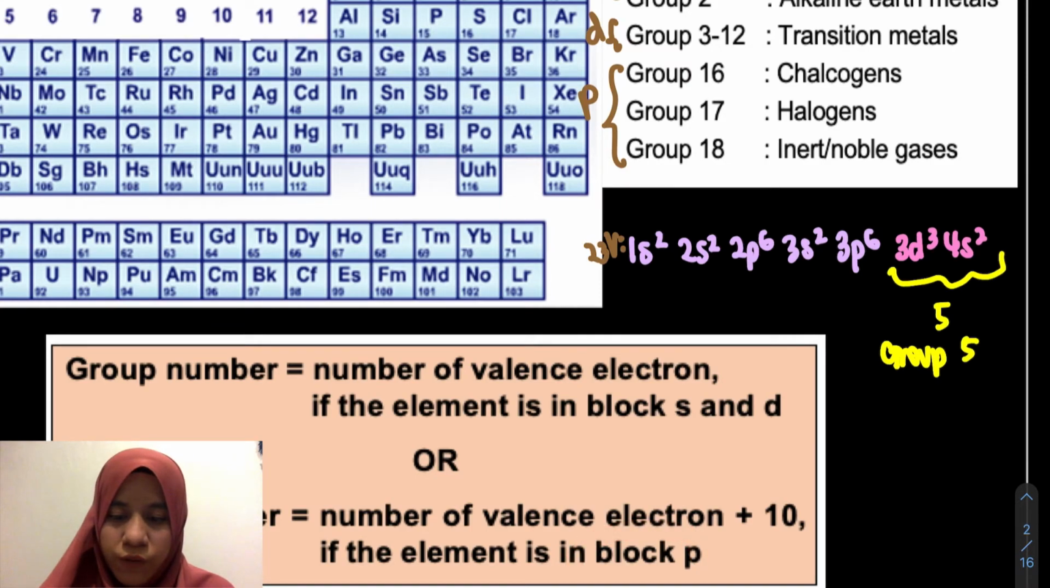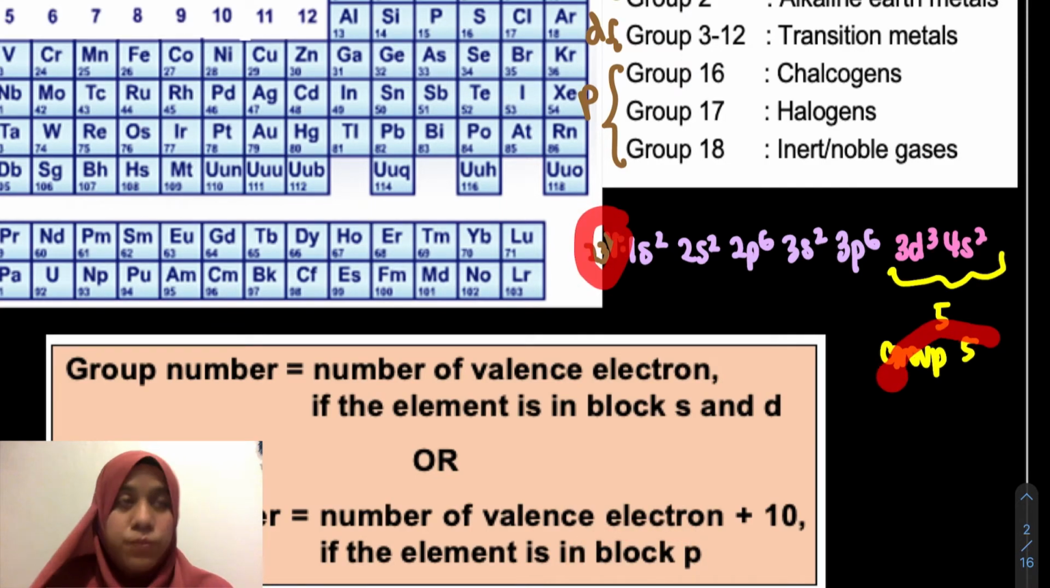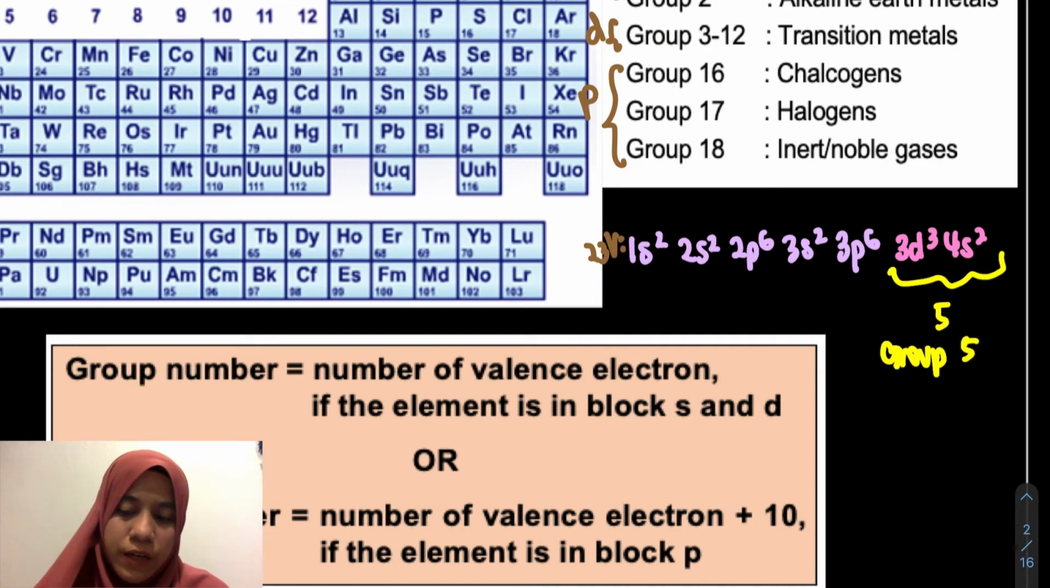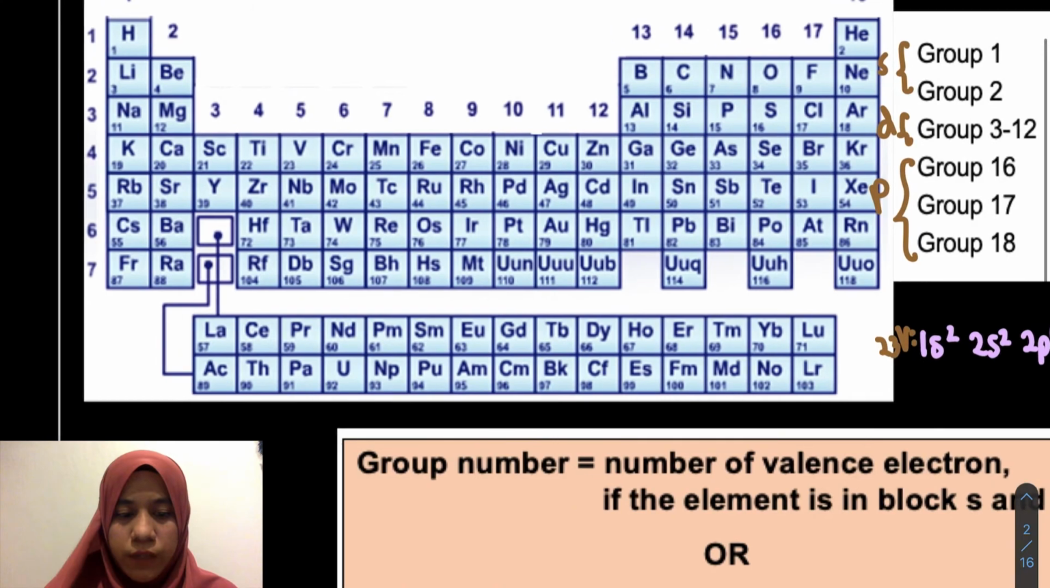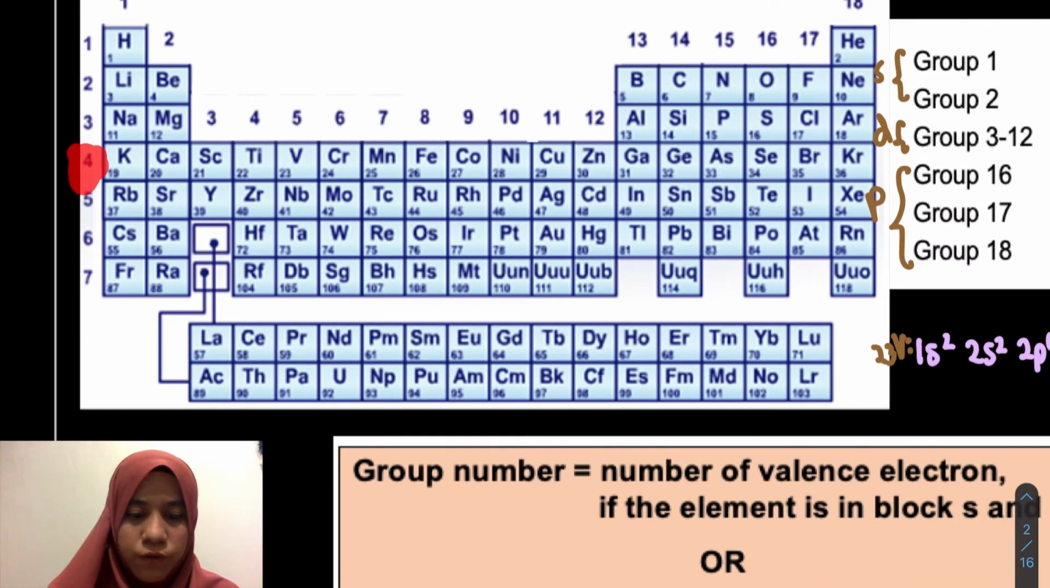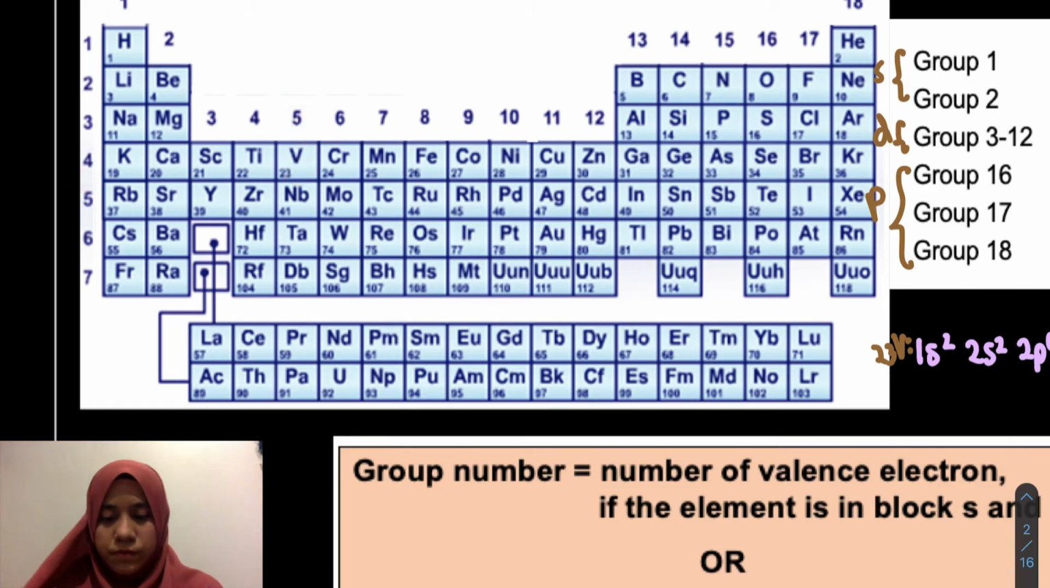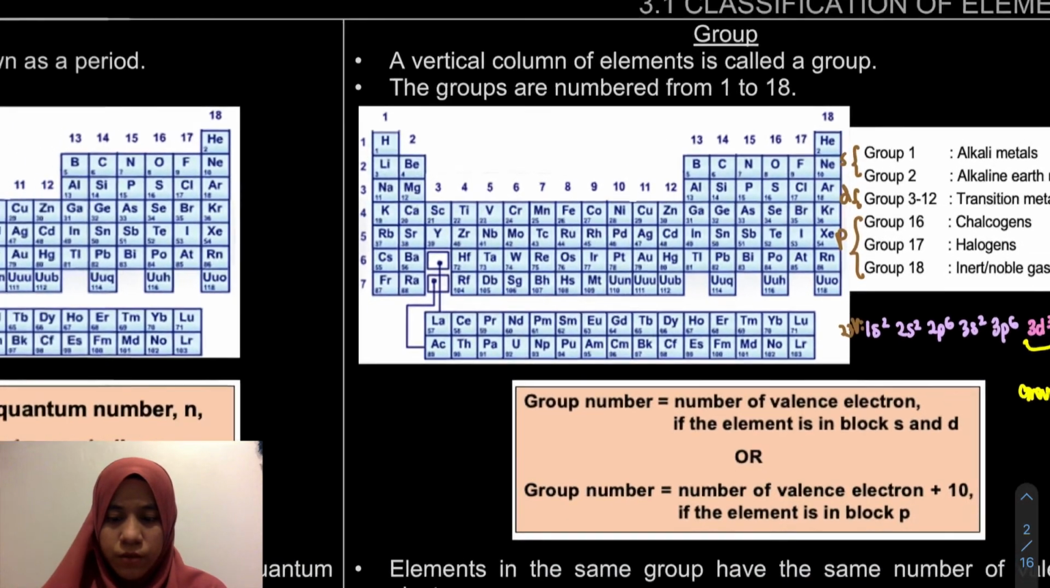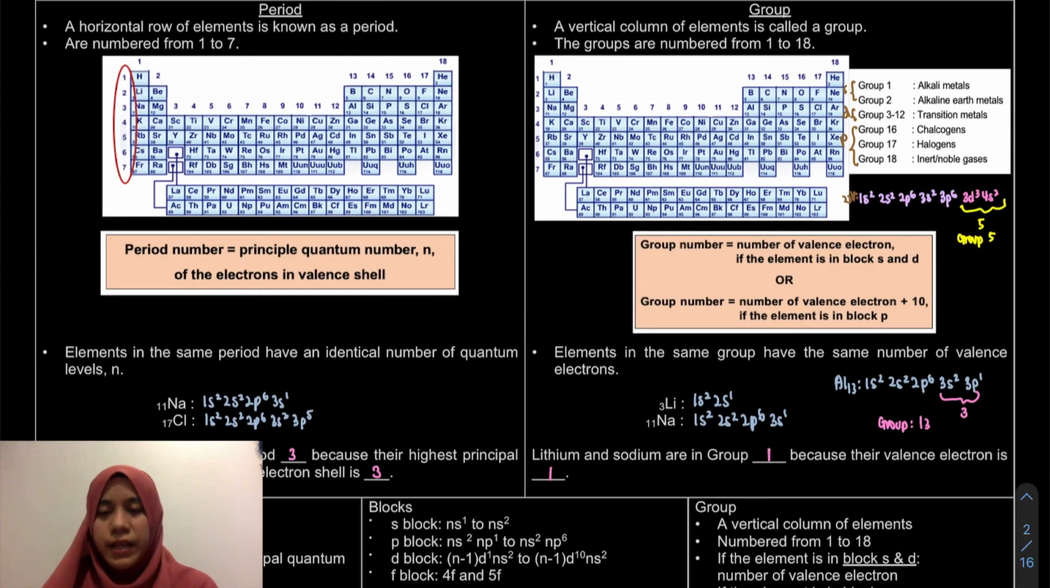Okay, is it true that vanadium is in group 5? What is its period? We can tell the period from the highest n. n equal to 4. Okay, n equal to 4, right? That is group 5. Group 5 here, it goes here. It is our vanadium. Okay, so that's it for our period and group.